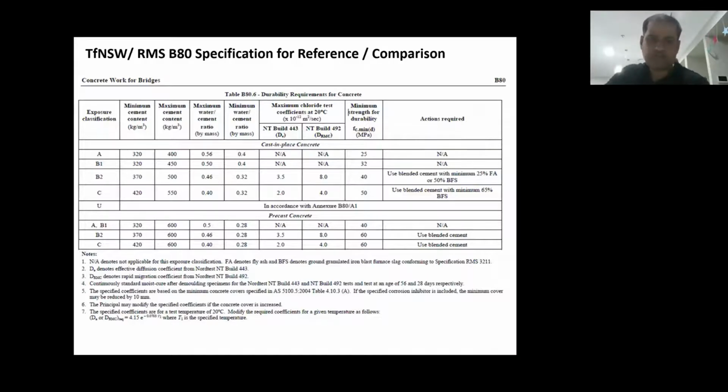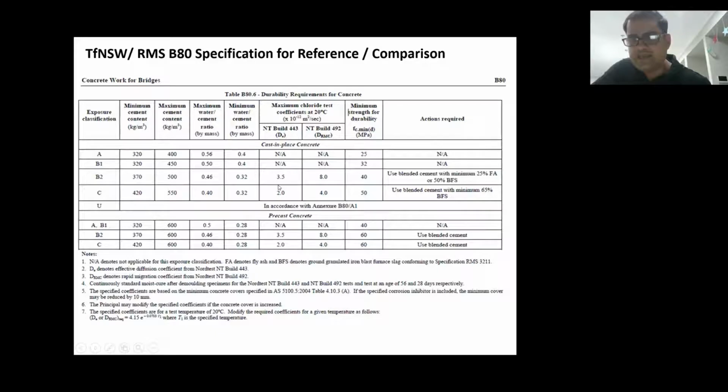This is a slide from the Transport for New South Wales, or RMS, B80 specifications, that tells us about their durability specifications. They have different exposure classifications. They have different requirements for chloride diffusion resistance, which is 3.5 for B2. It's not applicable for exposure classification A and B1, but for B2, C, and CU.